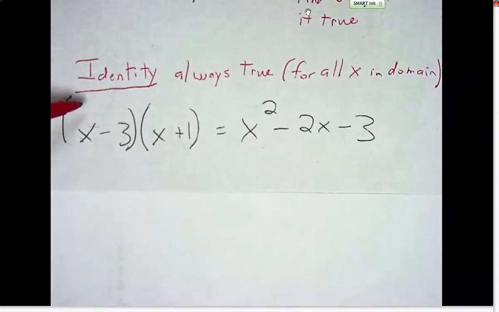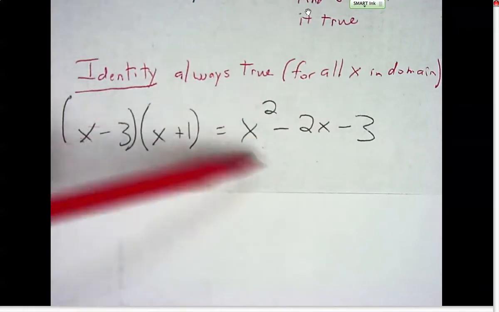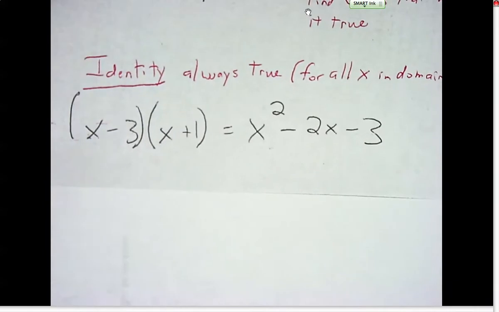So if we were looking for x-intercepts, maybe this one would be more useful. If we wanted to complete the square and get it into vertex form, this one would be more useful. And so we're just moving back and forth.